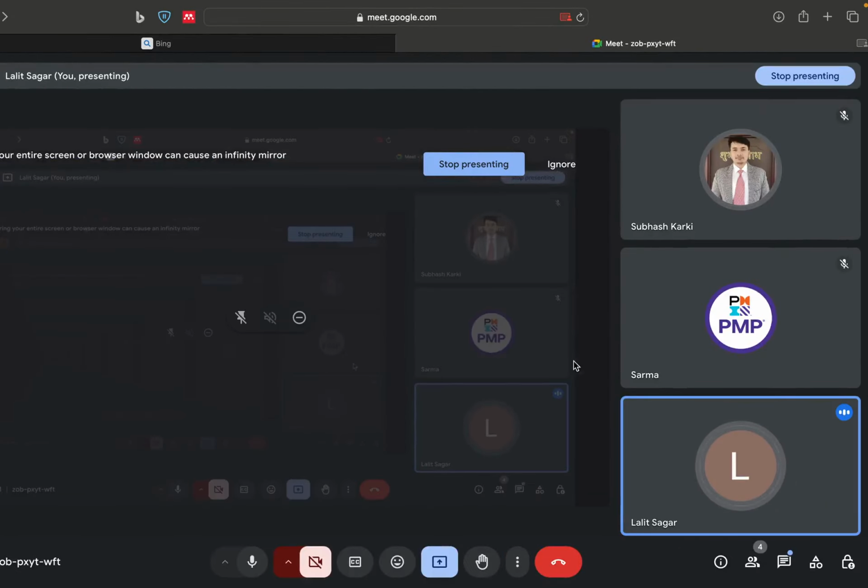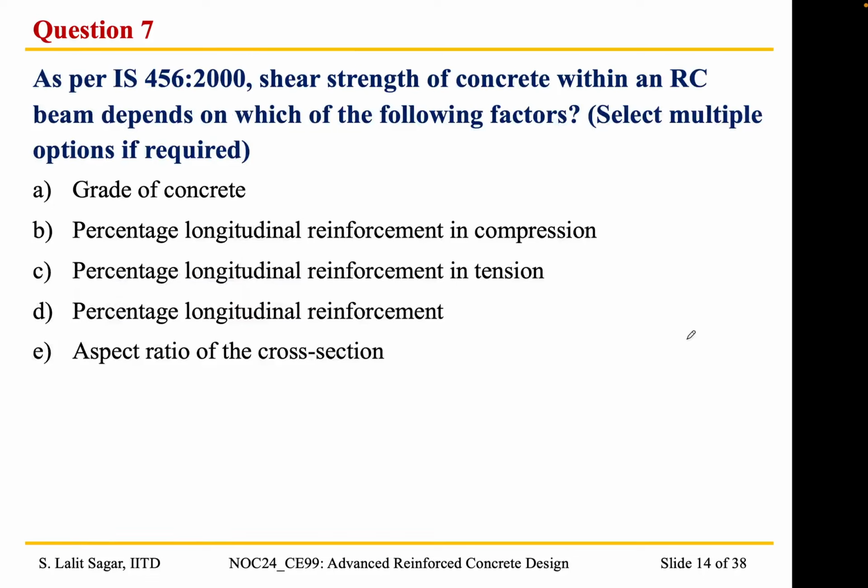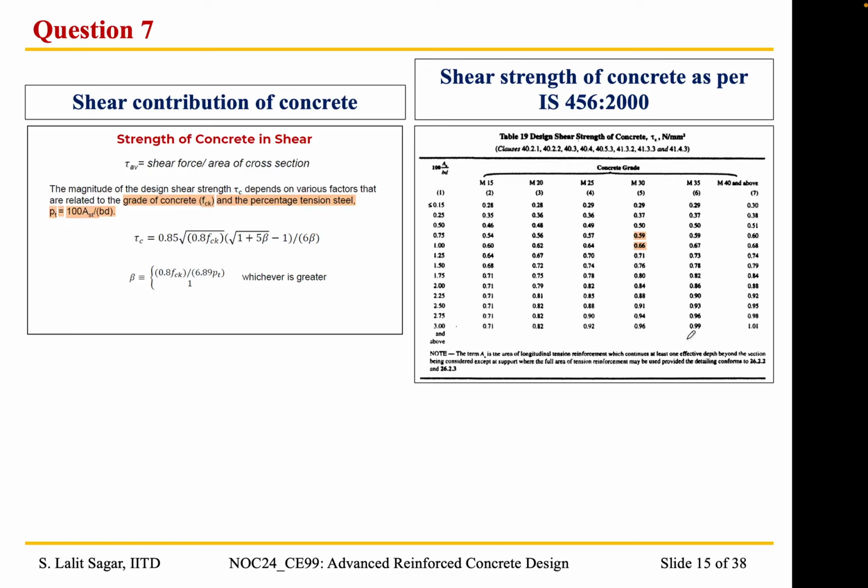Anybody else who would like to contribute? Okay, I think we can look at the answer, and as the participant mentioned, option A and C is the absolutely right answer, because here we have the slide taken from the lecture, and the magnitude of design shear strength tau c. So tau c refers to the shear resistance provided by the concrete. That depends on various factors that are in turn related to predominantly two factors, that is the grade of concrete and percentage of tension steel.